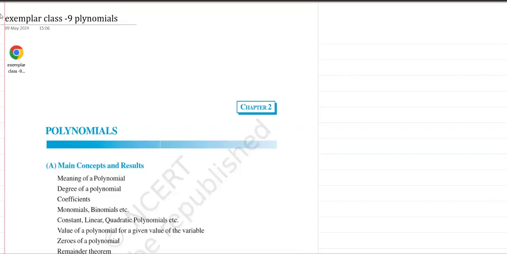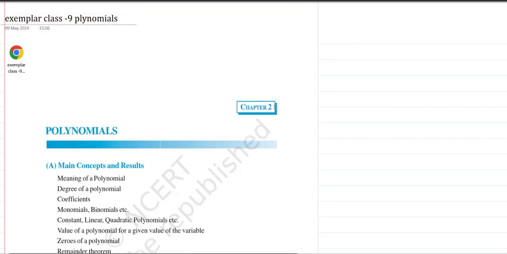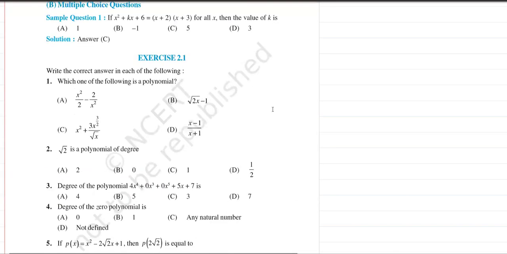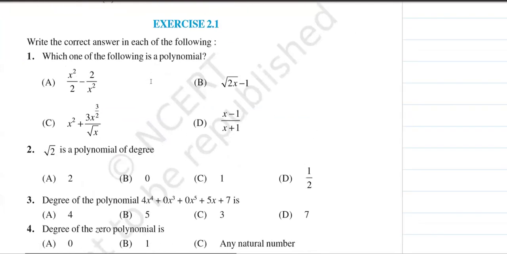In this video, I'm going to solve Exemplar class 9th mathematics chapter polynomial. That is chapter number 2. We'll do all questions here. So let's begin with the first question. The first exercise here, that is 2.1. This is exercise 2.1.